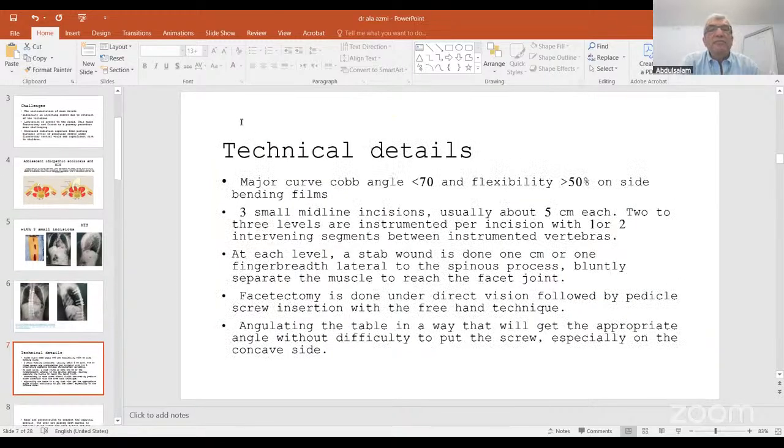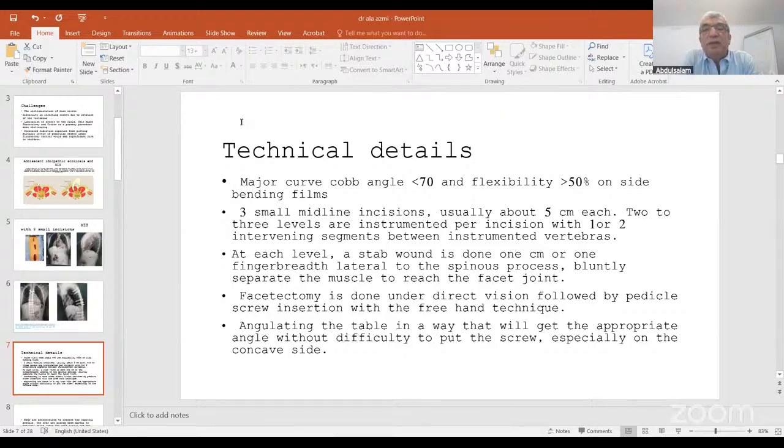So in technical details, what about technical details? Major curve less than 70 degrees, and flexibility is more than 50% on the bendings. Three small midline incisions, usually 5 centimeters each. 2 to 3 levels are instrumented per incision. And also maximally 2 intervening segments between the instrumented vertebrae.